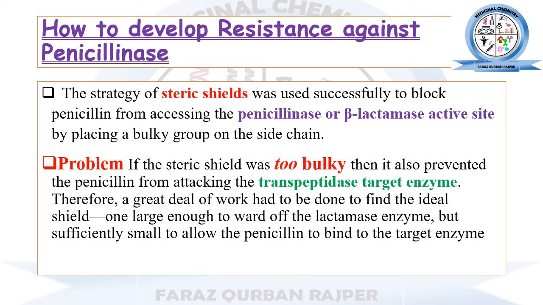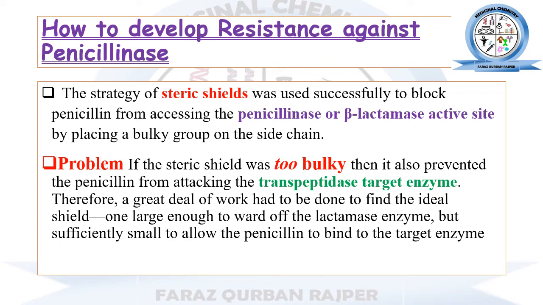The reason is the presence or introduction of a certain steric shield. It means that by introducing a certain bulky group in the acyl amino side chain, we can protect the penicillin from the attack of the beta-lactamase enzyme.